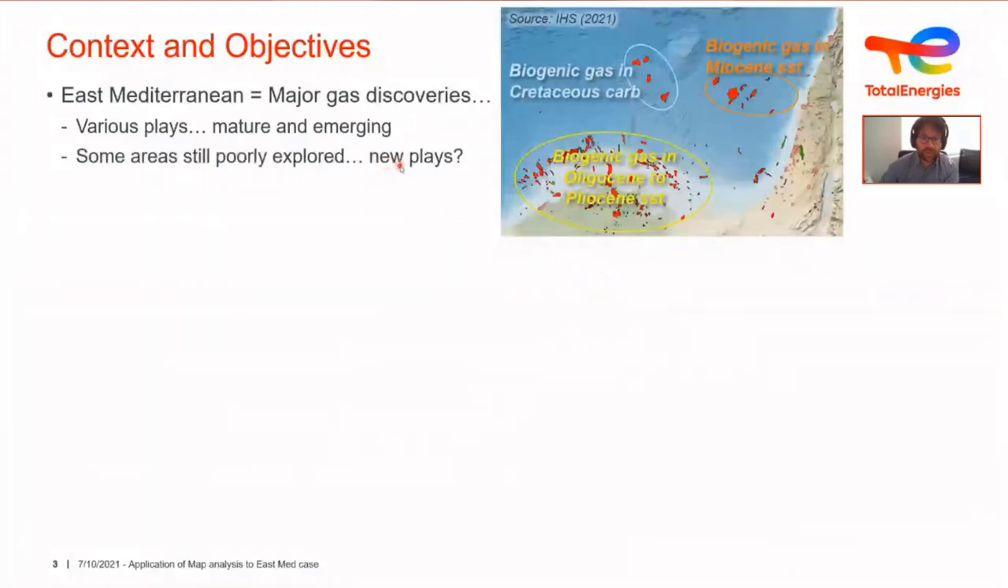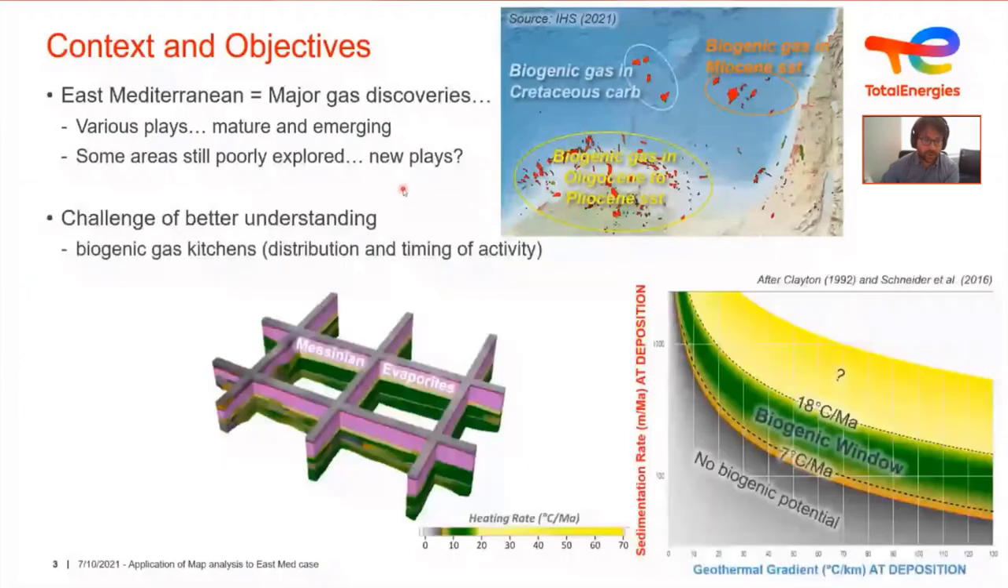In these basins, there are still some areas poorly explored, and this also leaves a door open for some new plays. So this is where our questions and the main challenge of this study come in. It's to get a better understanding of the biogenic gas kitchens. Where are they? When are they functioning? Are they still active or not?